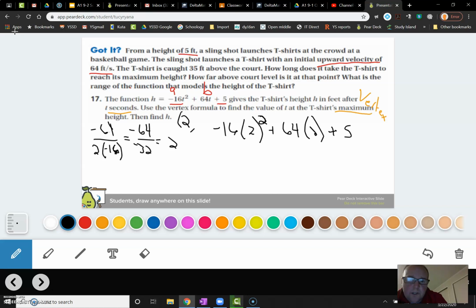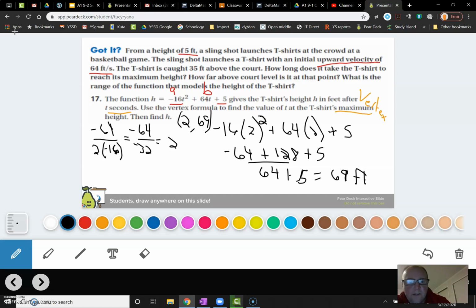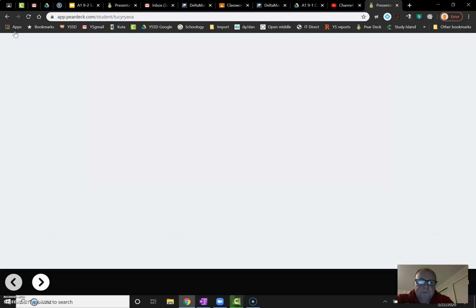Alright, so 2 squared is 4. We're going to have -64 right here, plus 128, plus 5. Remember, these are always half, so I know this is going to become +64 plus 5. So that means this t-shirt, after 2 seconds, was shot in the air. It was 69 feet up in the air. 2 seconds, 69 feet. That's crazy. I love it.